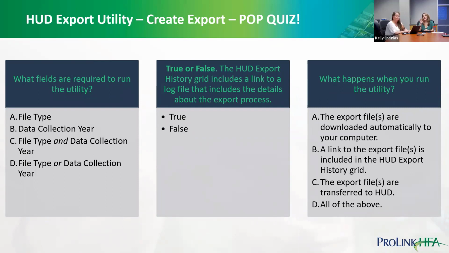Oh, okay. Yeah, because we're asking you what fields you need to run the utility, which fields are required on the export utility page in order to create the export. And then, does the history grid include a link to a log file or not? And then what exactly happens when you run the HUD export utility? So it's giving you 4 options to answer there.